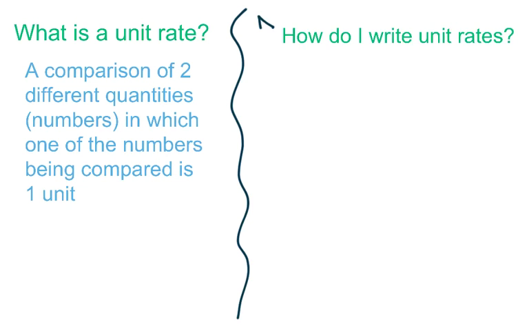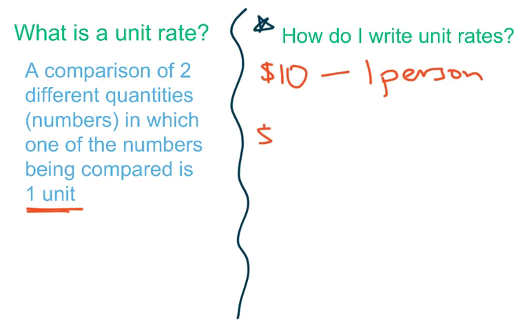So if we look over here at the second part, it says, how do I write unit rates? Well, like we said before, one of the numbers is always going to be the number 1. That's why it's called a unit rate. So this is super important that we remember the 1 unit part. So let's say it costs $10 to get into an amusement park, and that gets one person into the amusement park. So one way that we could write the unit rate would be $10 per person.